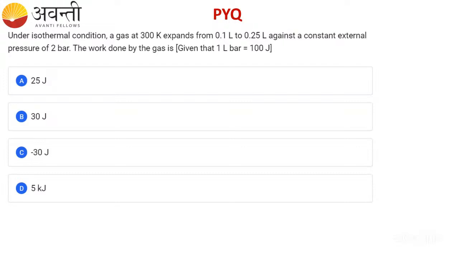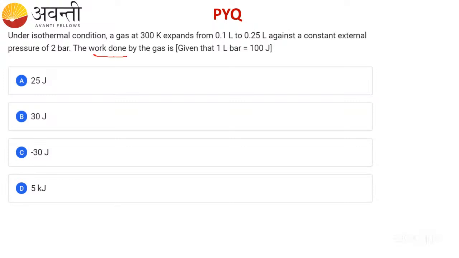So, how to proceed with this question? Sorry, I could not turn on my video right now. Okay. So, how to proceed with this question? How to find out the work done? Any idea which formula we have to use here? So, which formula we have to use here? We have to find out the work done by the gas, right?